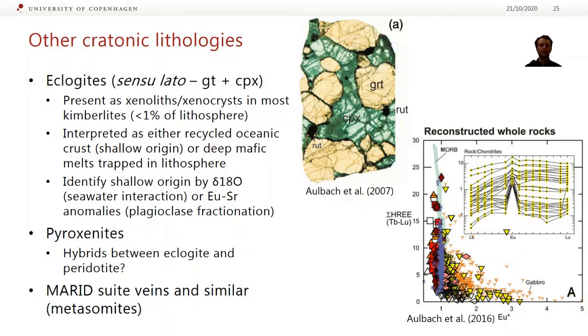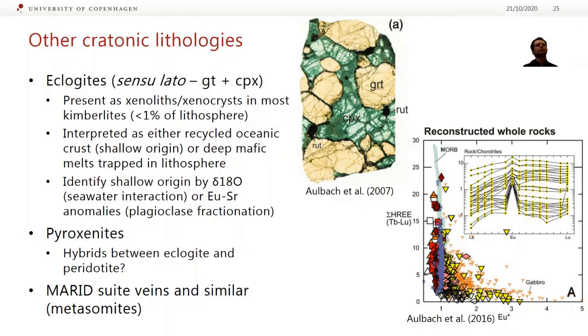So the evidence for a shallow origin is mainly based on oxygen isotopes. If we have a mantle oxygen isotope value of plus 5.5, then anything that is significantly above or below that probably has to have interacted with water closer to the surface.